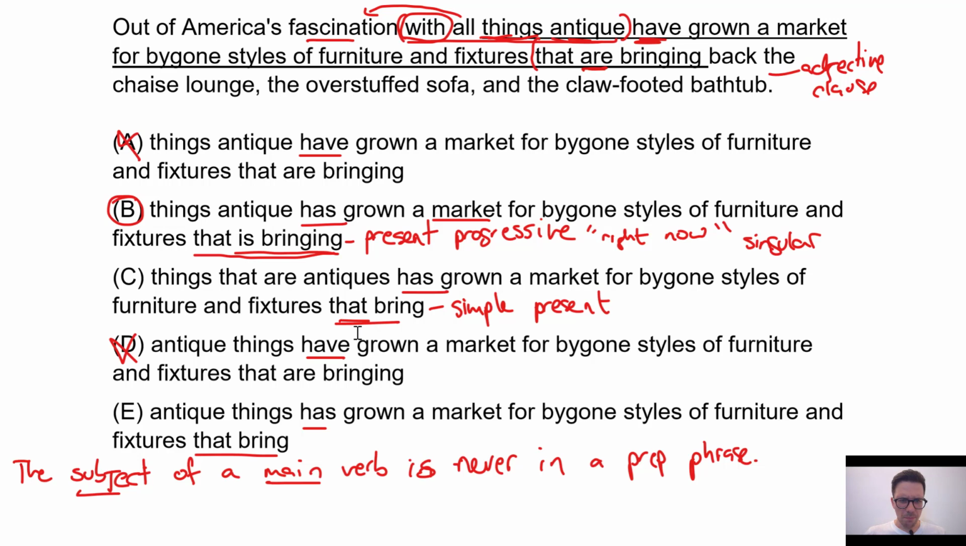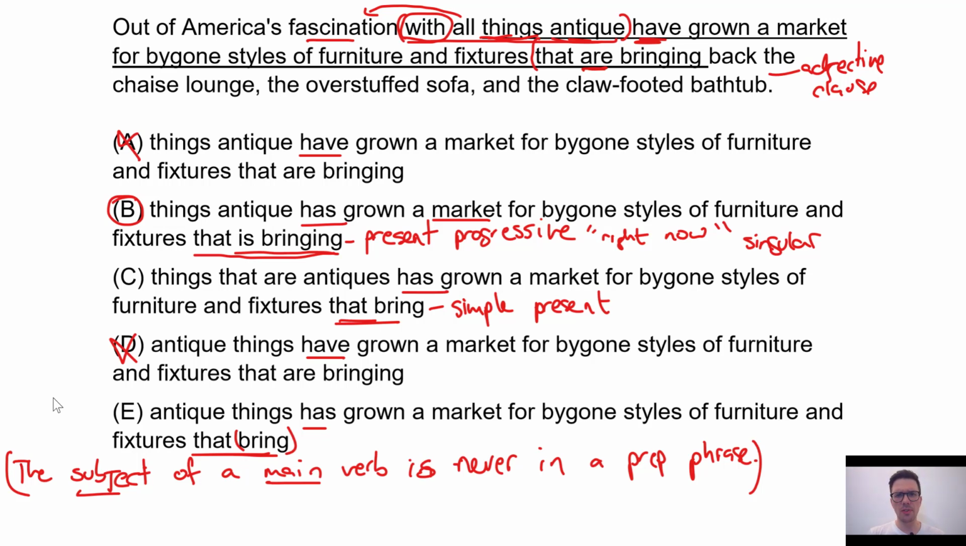When we talk about that bring, well, it becomes a little bit less clear, right? So we could be talking about many things because we're not allowed to use this rule. We're not allowed to use this rule because this is an adjective clause. It's not part of the main clause, and so we have to figure this out a slightly different way.